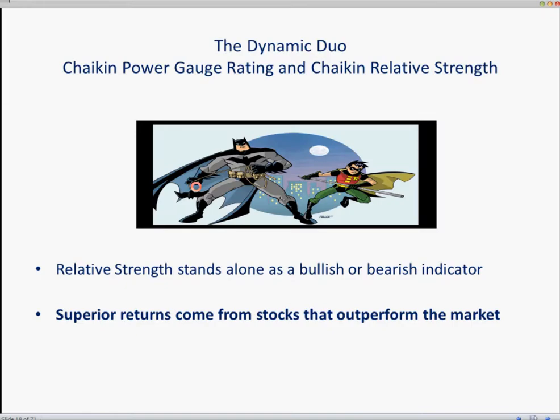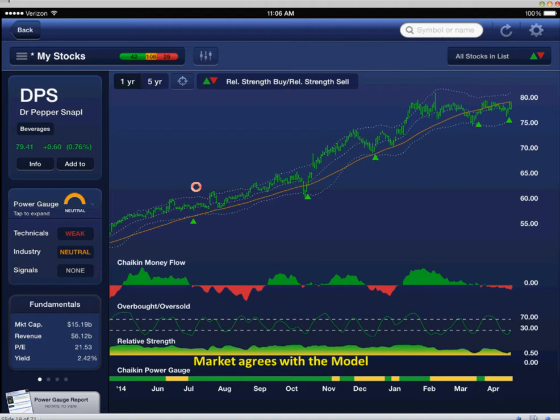Here's Dr. Pepper. A lot of the examples we're going to look at are aggressive stocks. Power gauge rating is wonderful with consumer beverage stock, normally considered defensive group. It's a place where typically people go when they're uncertain about the market. You wouldn't expect to make 55% on your money in a beverage stock, even in a bull market. But the power gauge rating was bullish. Dr. Pepper was outperforming the market, so the market was agreeing with the model. That's your concept of the dynamic duo. And then you look for the buy signals. So in this case, we have our relative strength buy.